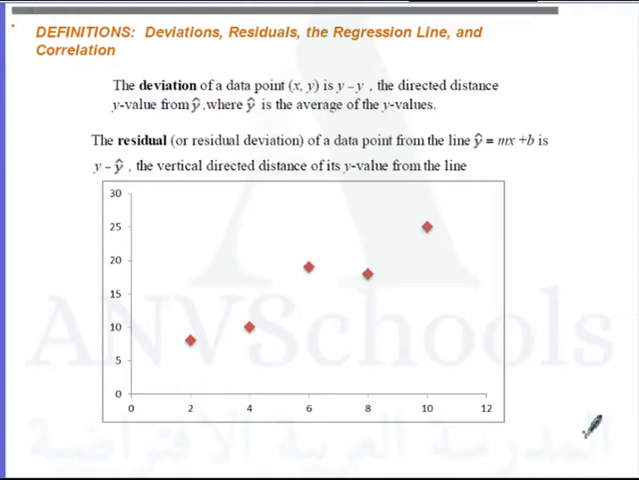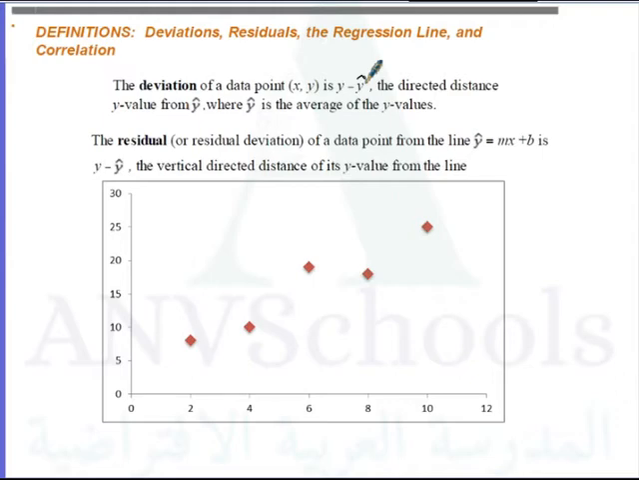Now, to summarize what we have learned so far regarding deviations, residuals, the regression line, and correlation, the first term that is important in doing regression analysis is the deviation of a data point, which is equal to y minus y hat. Okay? So this is y minus y hat. The directed distance of the y value from y hat, where y hat is the average of the y values.